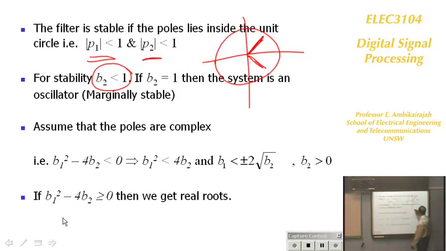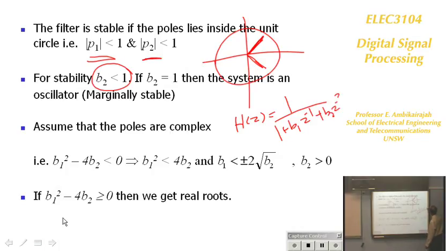For stability, we know b2 should be less than 1. b2 is your coefficient in the denominator, 1 over 1 plus b1 z to the minus 1 plus b2 z to the minus 2. We just showed earlier b2 is equal to r squared, where r is the radius. For stability, b2 has to be less than 1. So that's another condition we can write.